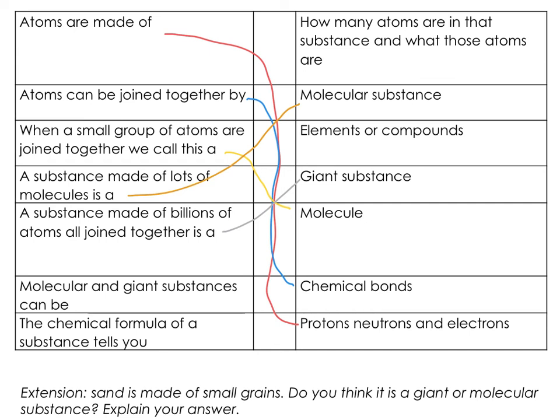Molecular and giant substances can be elements or compounds. And the chemical formula of a substance tells you how many atoms are in that substance and what those atoms are.